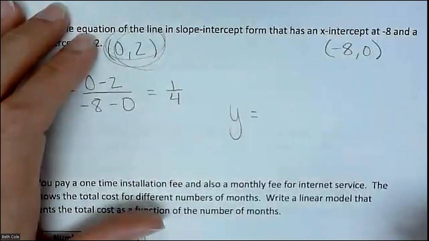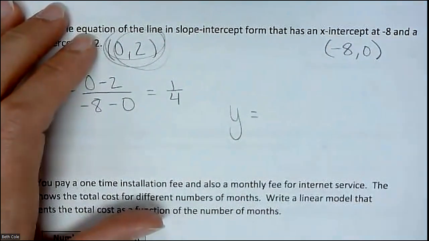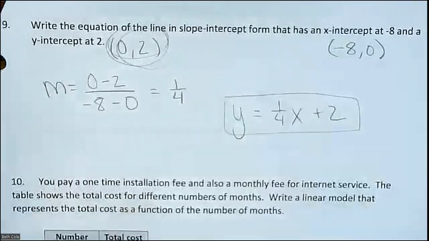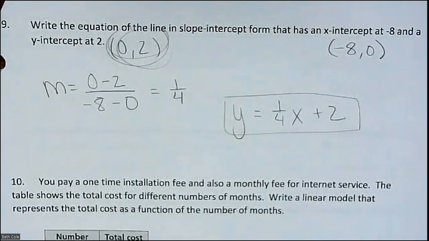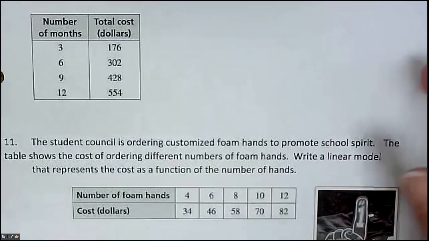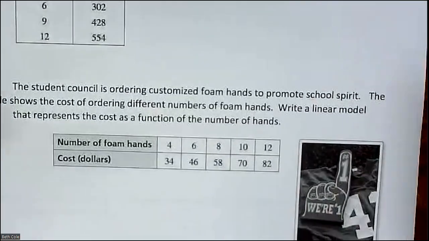y equals mx plus b. So it'll be y equals what? 1/4 x plus 2. Perfect. If you notice that you have the y-intercept, then you don't have to do all that work. All right, we'll do one or the other of 10 and 11 because they're kind of the same thing. Which one do you want to do, 10 or 11? 11. Because it's about a football thing?